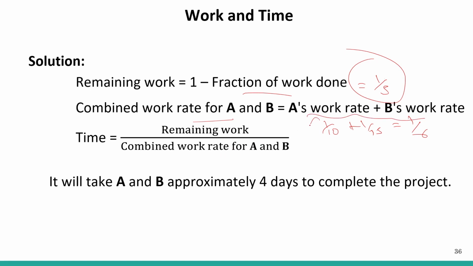So time is equal to total remaining work by the combined work rate of A and B. The slide says it will take A and B approximately 4 days to complete the project. Okay, so this is wrong here. So this will be 1 by 5 whole by 1 by 6, right? So this will be 6 by 5 days. 6 by 5 days is the amount of time they will take to complete the project. Okay, so a whole day and some more day. Okay, so that's enough for today. Thank you.